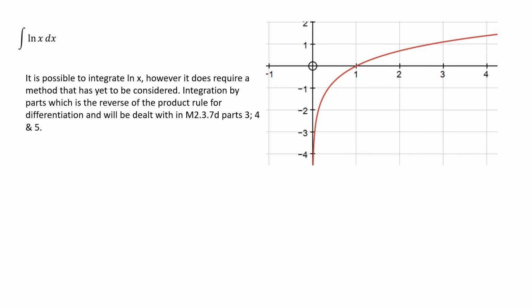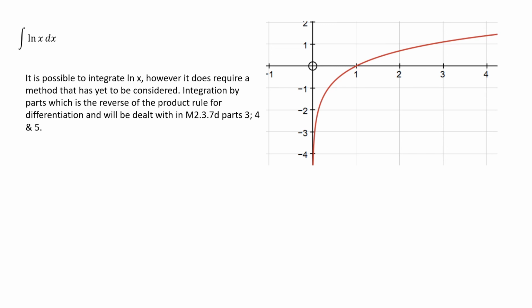But it does require a method that we've yet to consider, and that's integration by parts, which is the straightforward reverse of the product rule for differentiation. You know the product rule for differentiation: d by dx of uv equals v du by dx plus u dv by dx, or something equivalent to that. Okay, and I will deal with that in M2.3.7d in parts 3, 4 and 5.